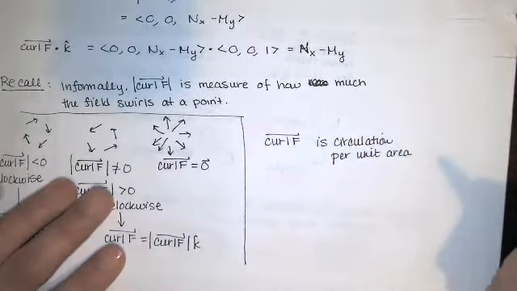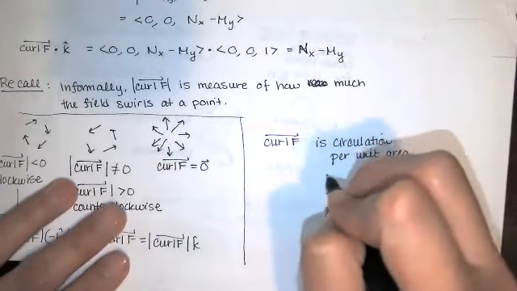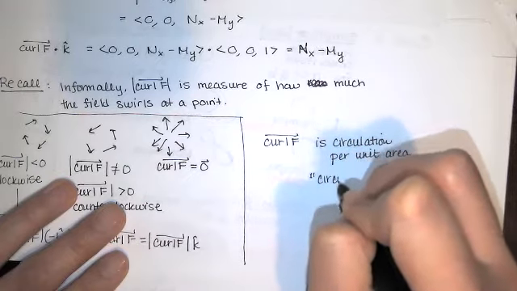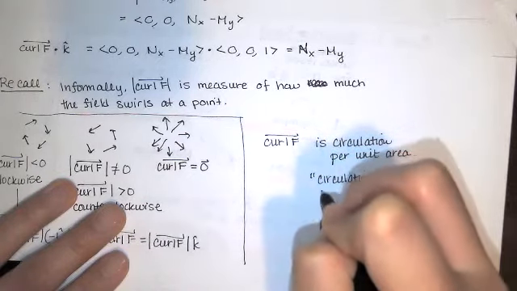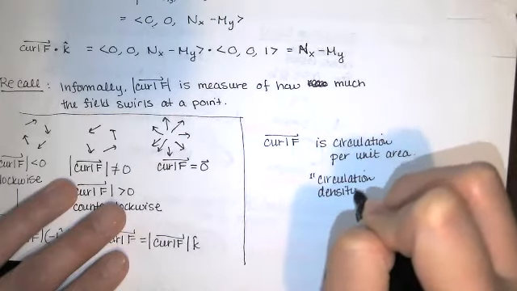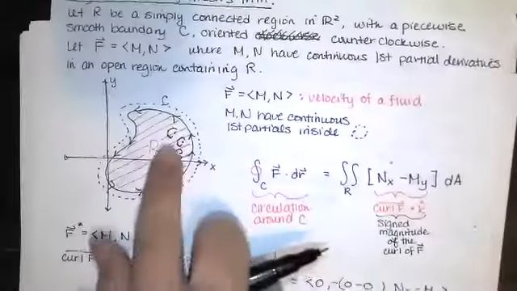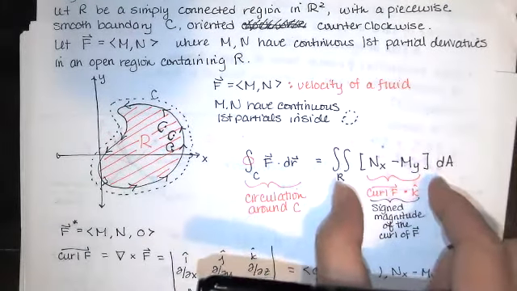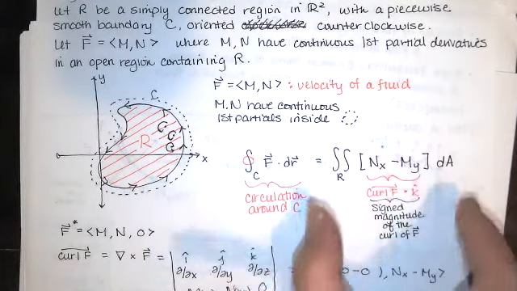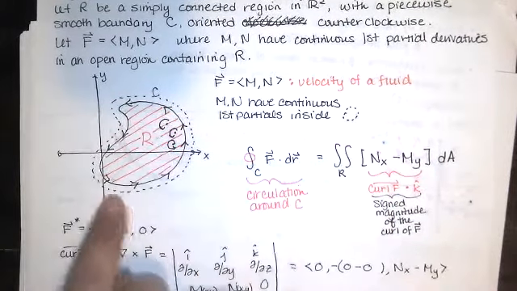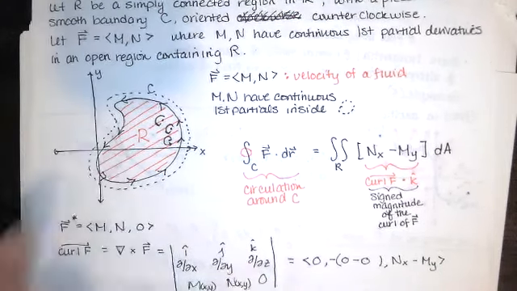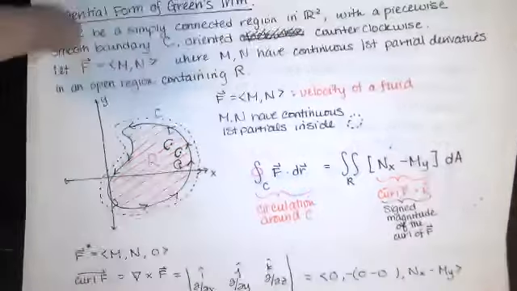So we can think of curl as circulation per unit area, or circulation density. It's like circulation about a point. So we take our circulation per unit area and we multiply by area and we add those all together, and that's going to give us circulation around the outside. And I think that makes sense. Okay, that's the tangential form of Green's theorem.